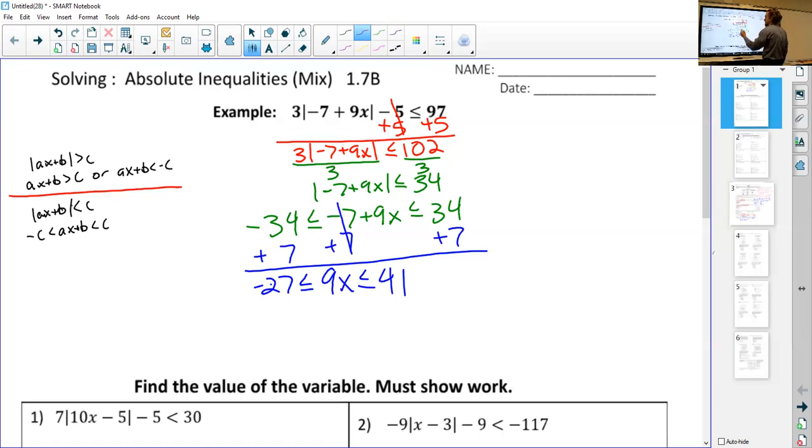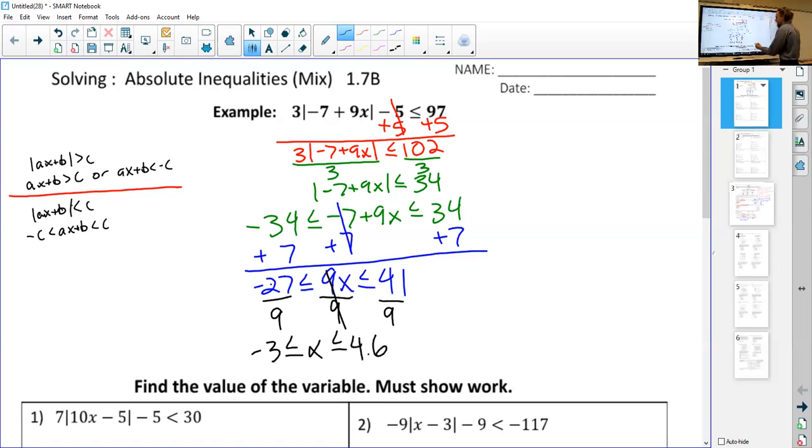And then our final step, we divide by 9 everywhere. So that's going to give us -3 over here, less than or equal to, the 9's will cancel rather, x less than or equal to 41/9. I don't know what 41/9 is. It's like 4.5. It's like 4.6.